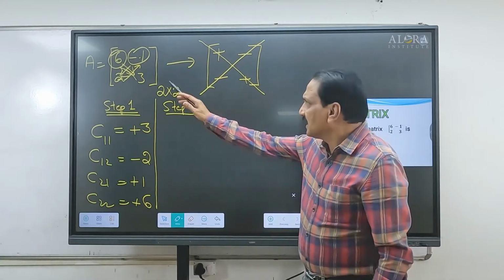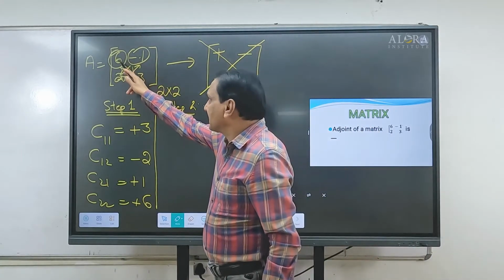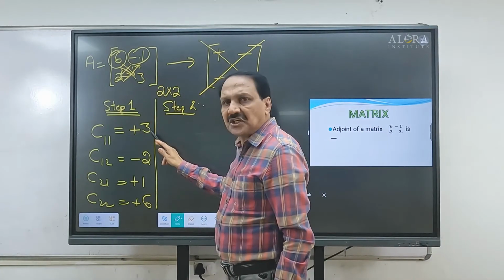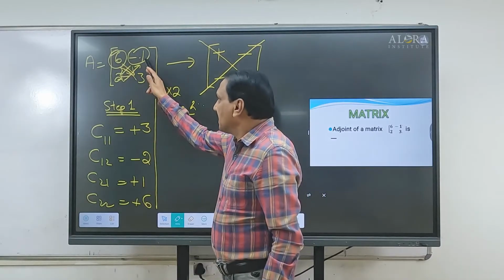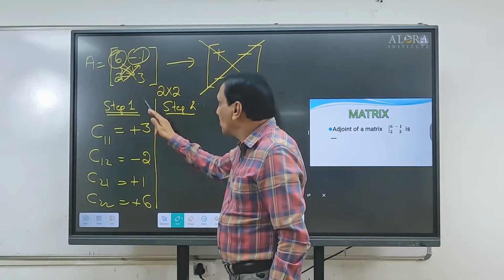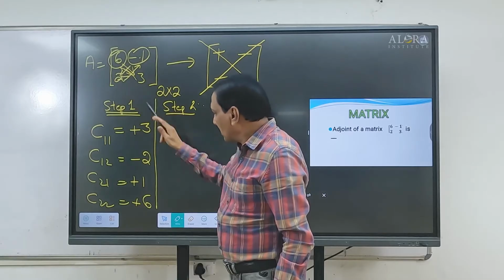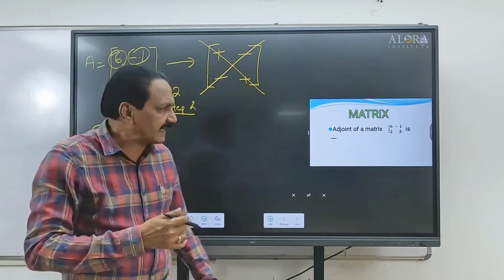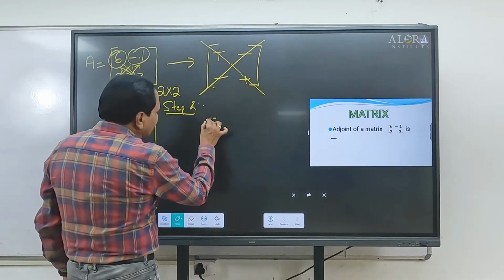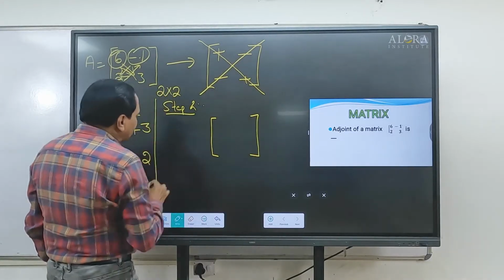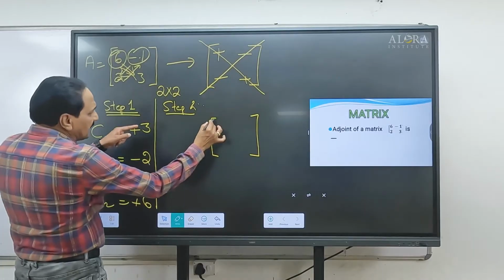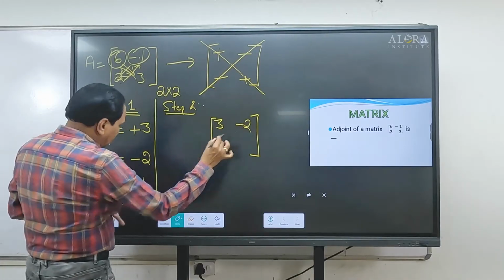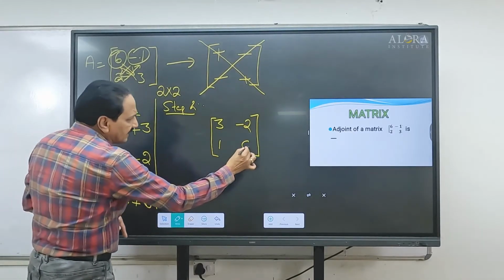What do you mean by that? See here, in the original matrix 6 is there. In place of 6, you have to write 3, the cofactor of 6. In place of -1, you have to write -2. In place of 2, you have to write +1. In place of 3, you have to write 6. I'll write that matrix. In the second step, we write a new matrix where every element is replaced: 3, -2, +1, and 6.